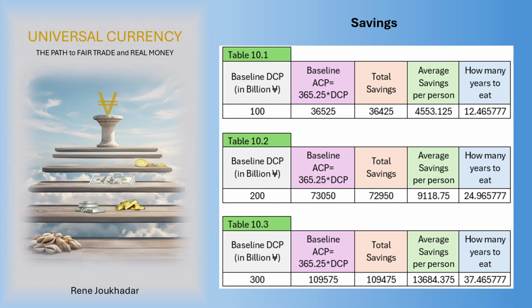Again, we are assuming here that the savings are equal among all 8 billion people on the planet. But in reality, some people may be able to save more, or some people may be able to save less. Currently, in some countries, there are no savings at all. And in some countries, people have too much savings.